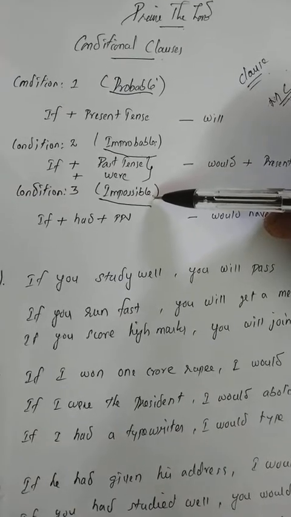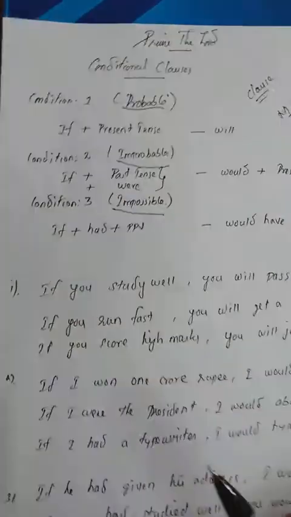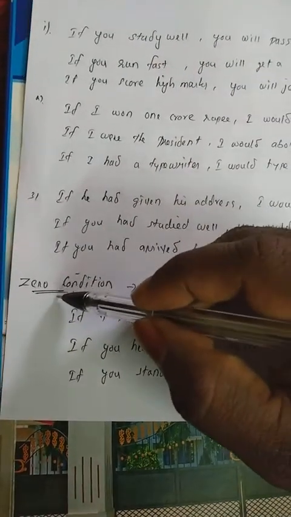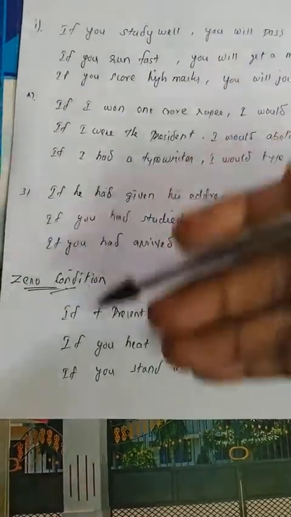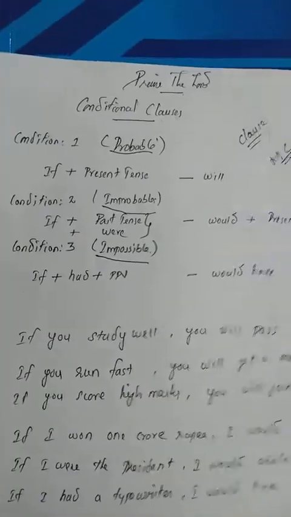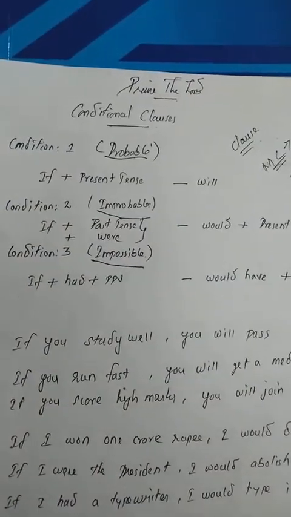And what is the last condition you have? The last condition we call the zero condition. What is the zero condition? We will move on. We will see when the time comes. Let me explain the conditional clause with examples.